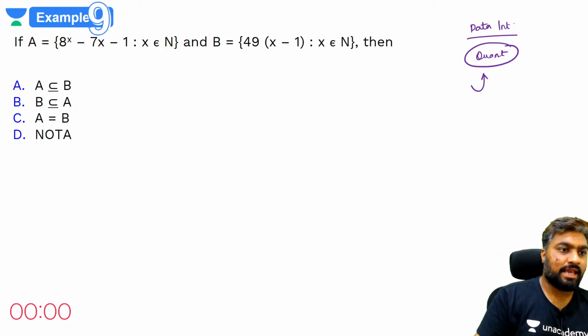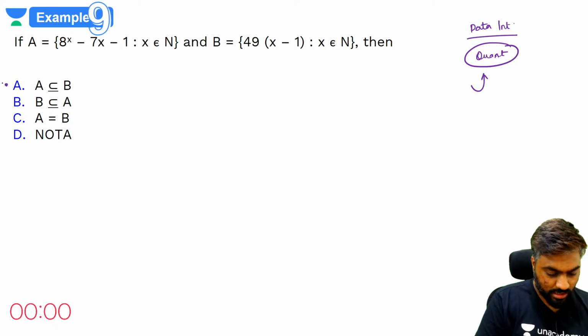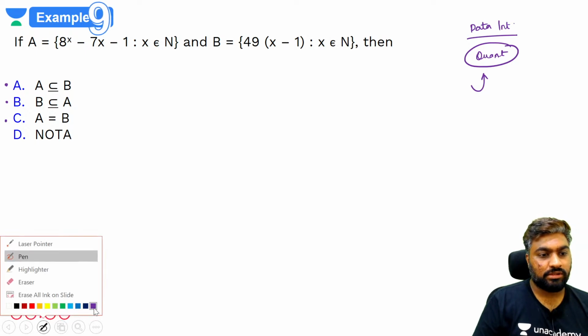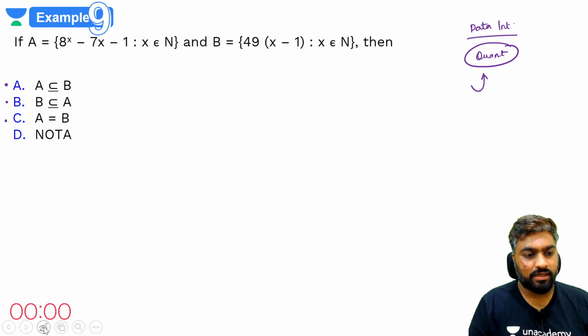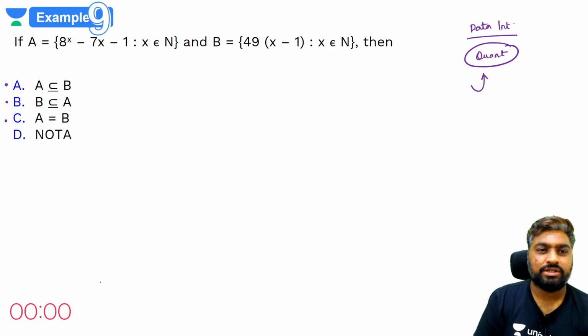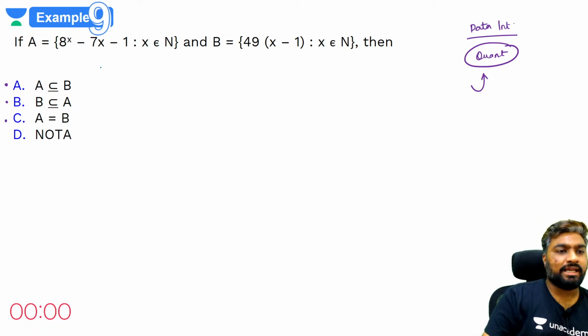Atish says A. Ajay and Keshav and Prince are saying C. Anurag is saying B. Okay. What's the fastest way of doing this? We can go for expansion, but let's try different values.